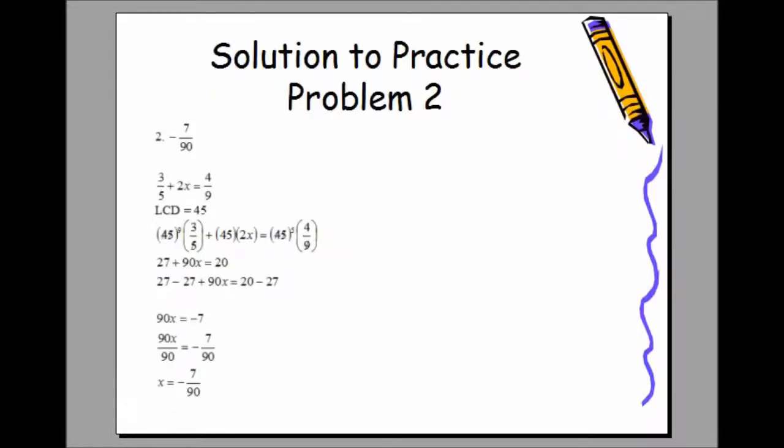Here's the solution to practice problem 2. The answer is negative 7/90. Remember, the original problem was 3/5 plus 2x equals 4/9. The LCD is 45. We multiply 45 by each term. 45 times 3/5 plus 45 times 2x equals 45 times 4/9.